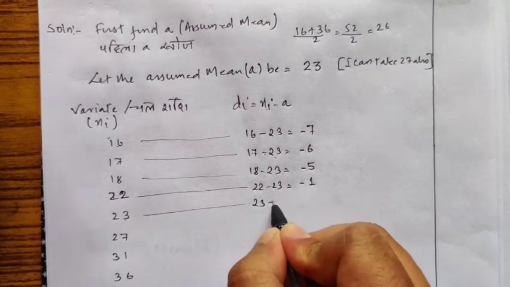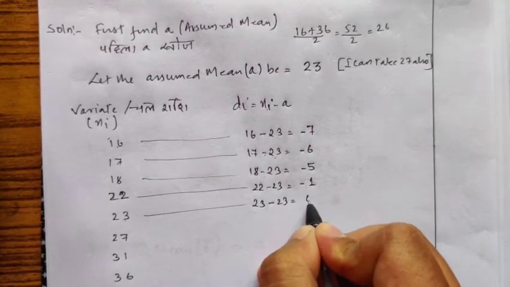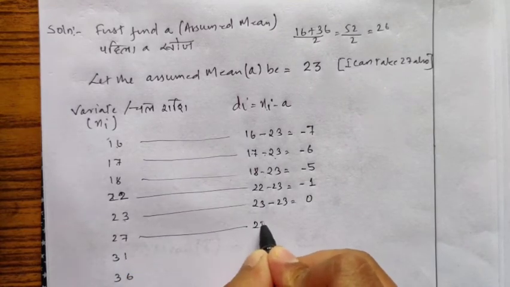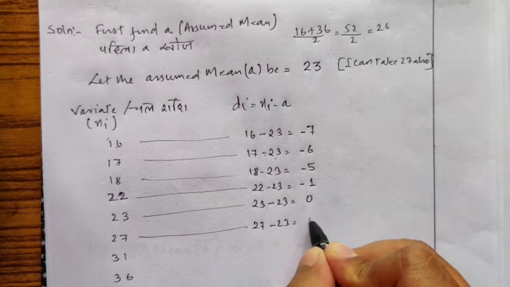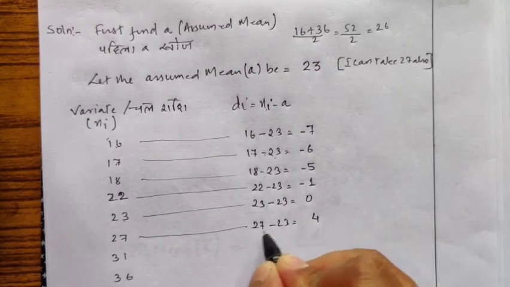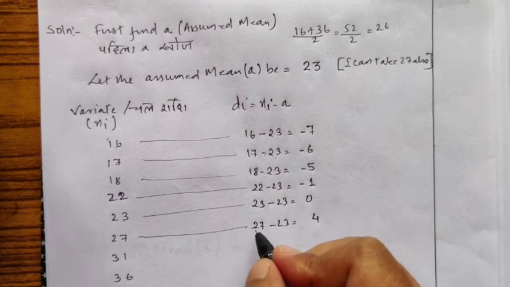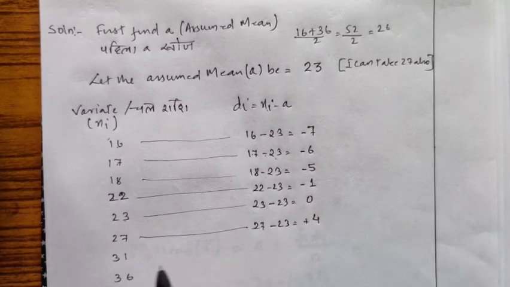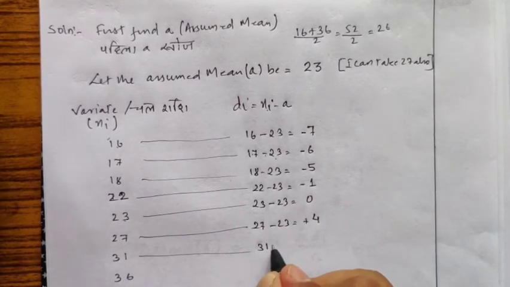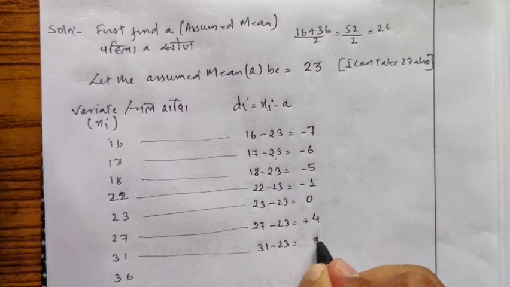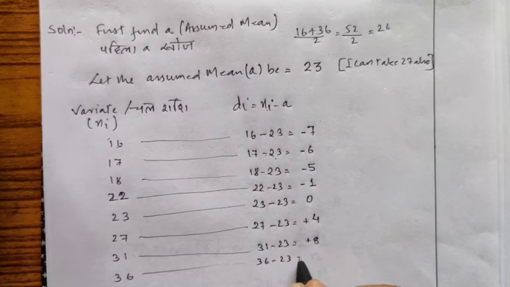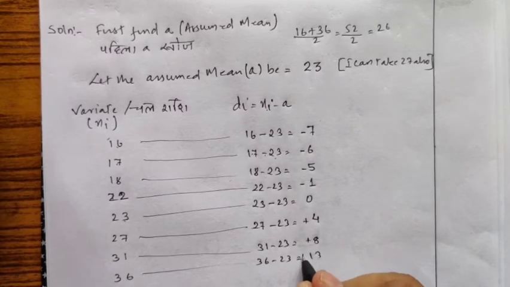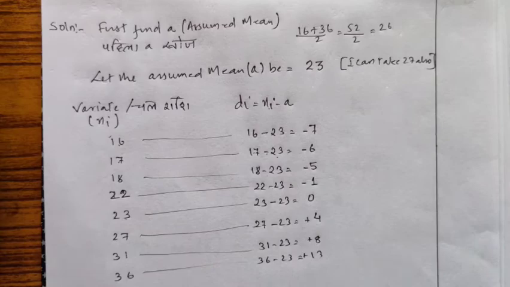23, xi is 23 minus A is 23, that's 0. Xi is 27 minus A is 23. So now 27 minus 23 is 4, and the plus sign is with the larger number, so plus 4. 31 minus 23 is 8. 36 minus 23 is 13, plus sign. Okay. Now, according to the formula, what do I need?